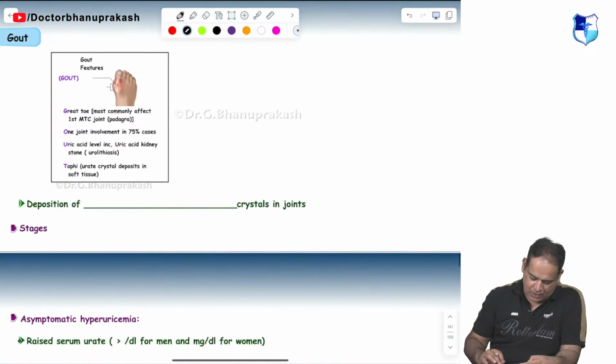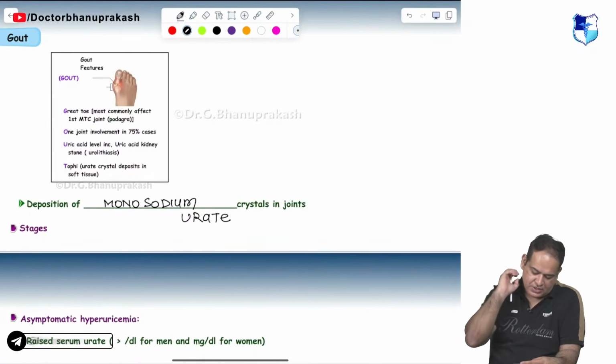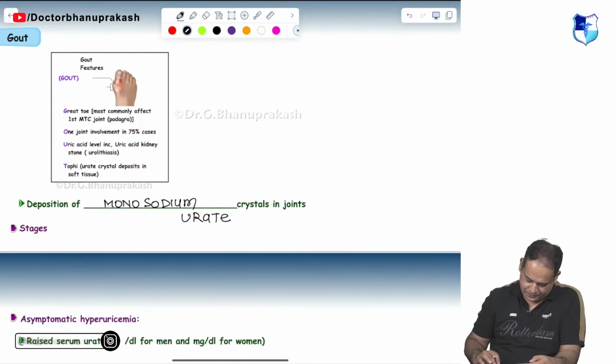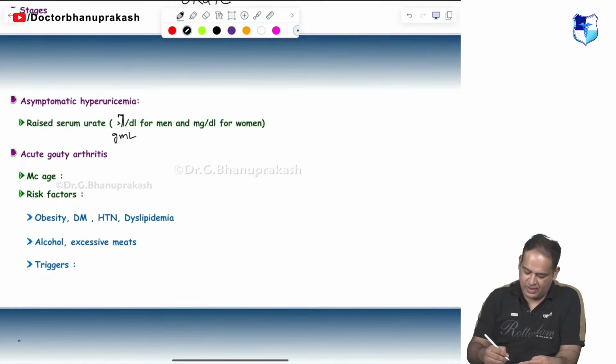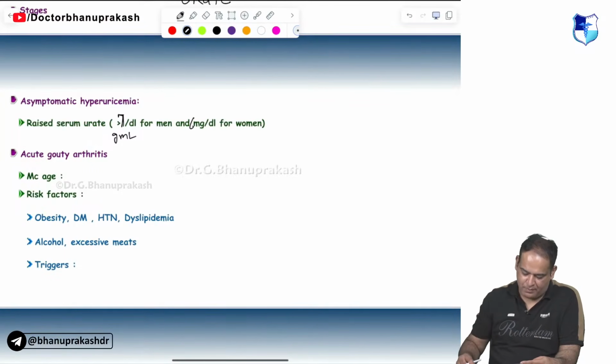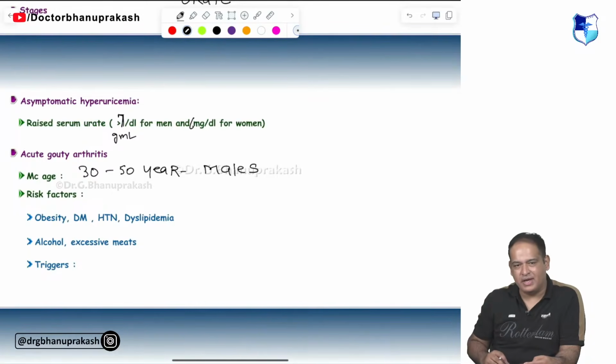Now, gout. So, deposition of monosodium urate crystals in the joint, right? Here, raised serum urate more than 7 milligram per deciliter, and it is even more than 6 milligram per deciliter for women, right? Most common age 30 to 50 years, and it is common in males.